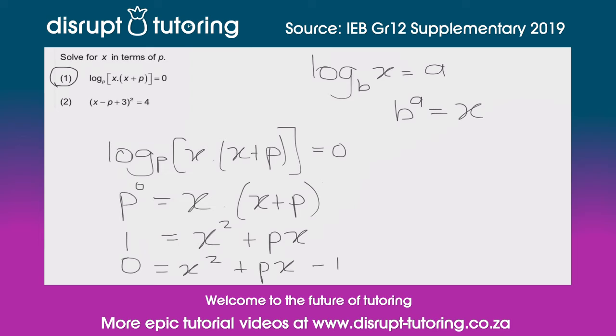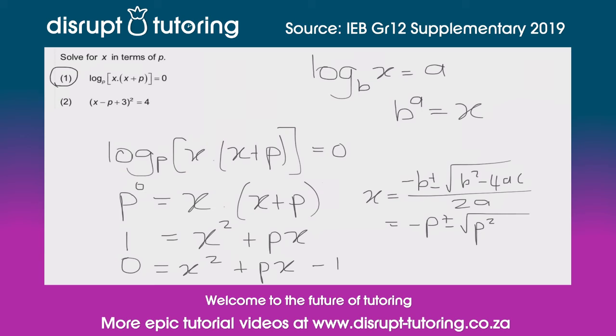In that case, x is going to be equal to minus b plus or minus the square root of b squared minus 4ac, all over 2a. So let's plug in the values we know. In this case, p is going to be our b value, so it's minus p plus or minus. Then within the root, we've got p squared minus 4ac, so that c is a negative 1. The a is a 1, so that's going to be plus 4, all over 2. And that gives you x in terms of p, either as a plus the root divided by 2 or minus the root divided by 2.